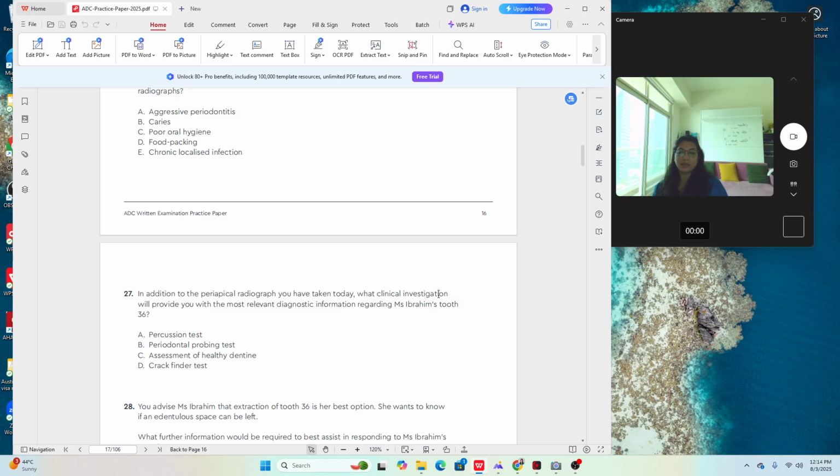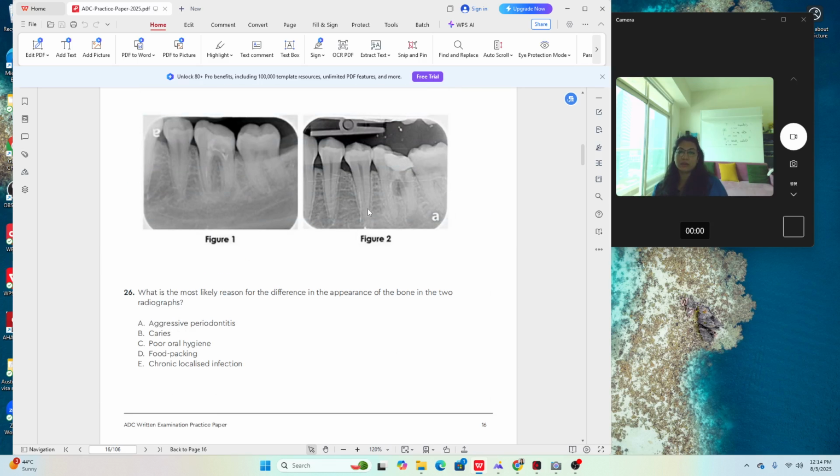Now, in addition to the periapical radiograph that you have taken today, what clinical investigation will provide you the most relevant diagnostic information regarding Ms. Ibrahim's tooth? See, what is your focus here now? After the X-ray, the next clinical examination that you would do is ascertain how deep this area is, and assess if there is a fracture, because that will prepare you for the further treatment, which is extraction.